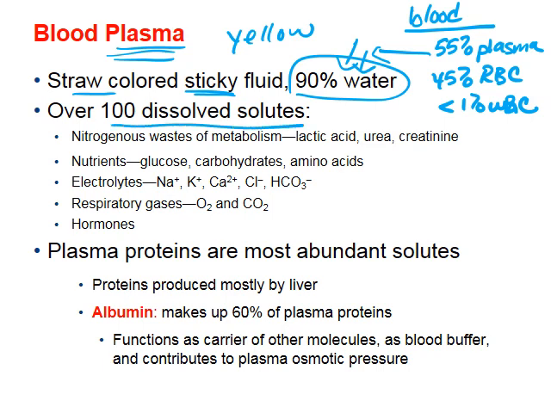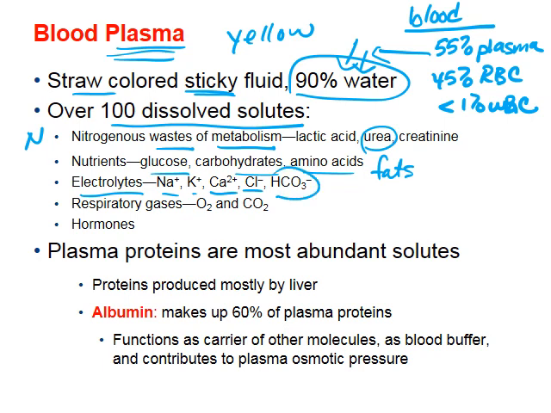Over 100 different solutes can be in your blood. So you can have nitrogenous waste from metabolism. That means something that has nitrogen in it, like when you break down amino acids, creating urea. Nutrients, you can have glucose, carbohydrates, amino acids. You could also have fats floating around in your bloodstream. Electrolytes: sodium, potassium, chloride, calcium.